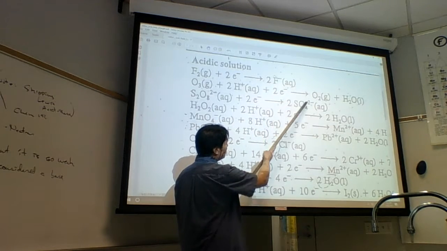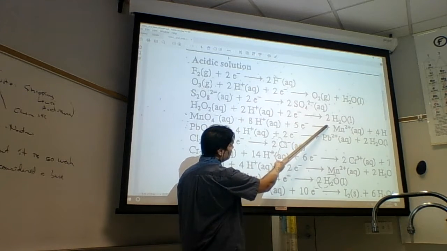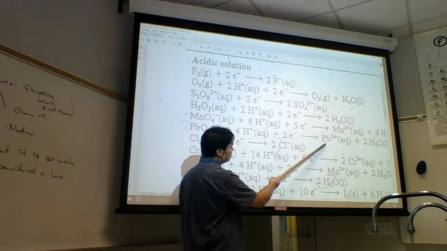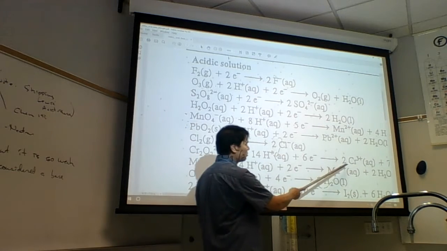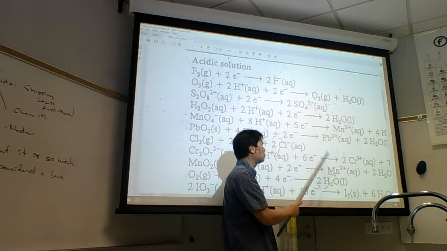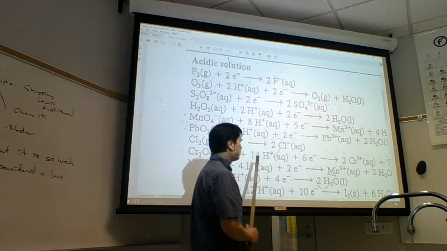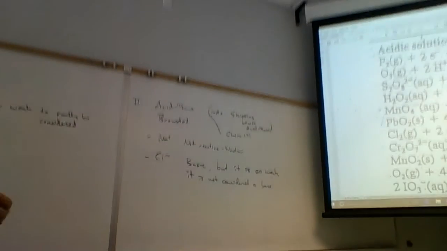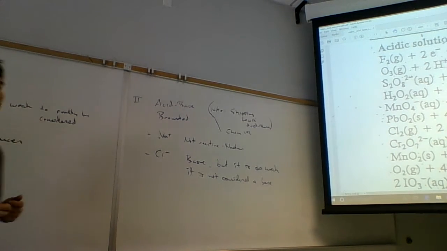If chlorine tried to oxidize oxygen in water, nothing would happen. If chlorine tried to oxidize sulfate, no. If chlorine tried to oxidize manganese 2+, no. If chlorine tried to oxidize lead 2+, no. If chlorine tried to oxidize chloride, no. However, if chlorine tried to oxidize chromium 3+, it would be successful. Why? Because chromium 3+ is a stronger reducer than chloride. If I wanted to be more specific in terms of chemical properties, I would say chloride is a weak reducer. Oops, I went the wrong way, sorry.